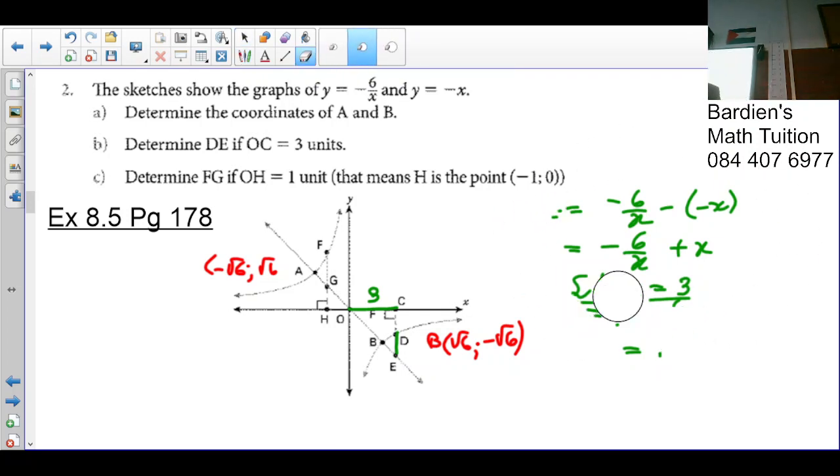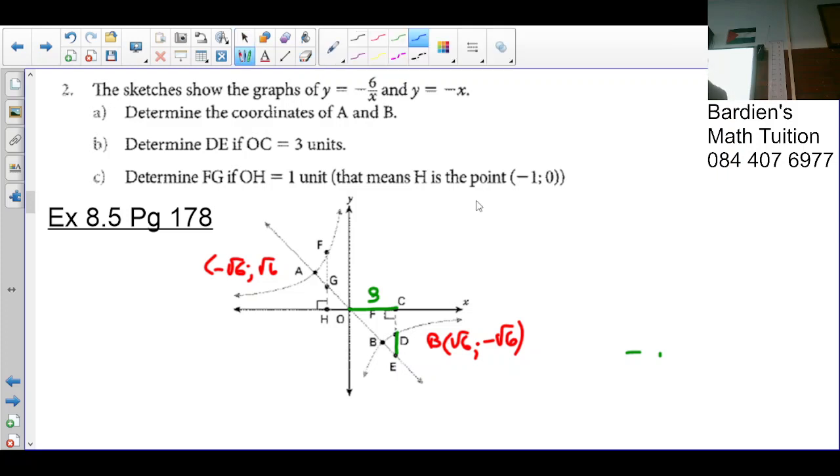Then we are told that in C, determine FG. Again, so FG is that length there on that side of the graph. If OH is 1 unit, so this is from there to there is 1 unit. So what is your x value at this point? What's your x value here at H? Negative 1. X is equal to negative 1. Not so? Why? So it's on the negative part of your x-axis.